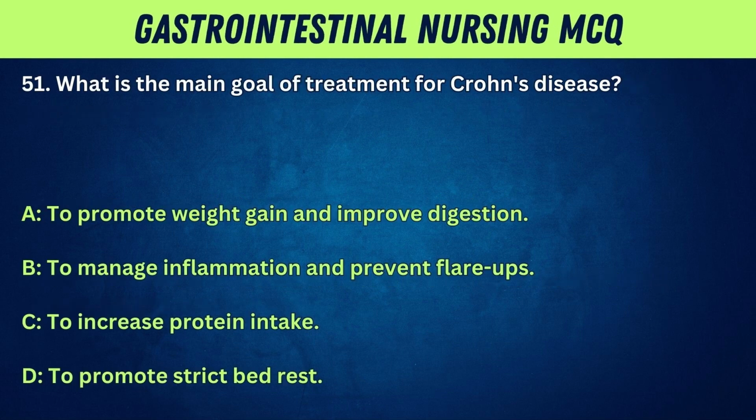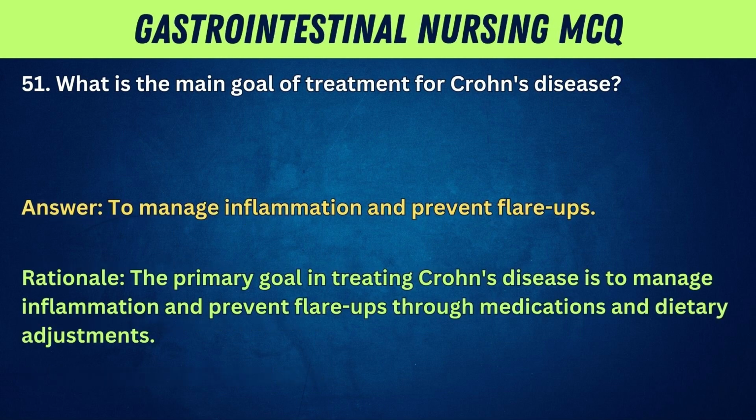51. What is the main goal of treatment for Crohn's disease? A. To promote weight gain and improve digestion. B. To manage inflammation and prevent flare-ups. C. To increase protein intake. D. To promote strict bed rest. Answer. To manage inflammation and prevent flare-ups. Rationale. The primary goal in treating Crohn's disease is to manage inflammation and prevent flare-ups through medications and dietary adjustments.